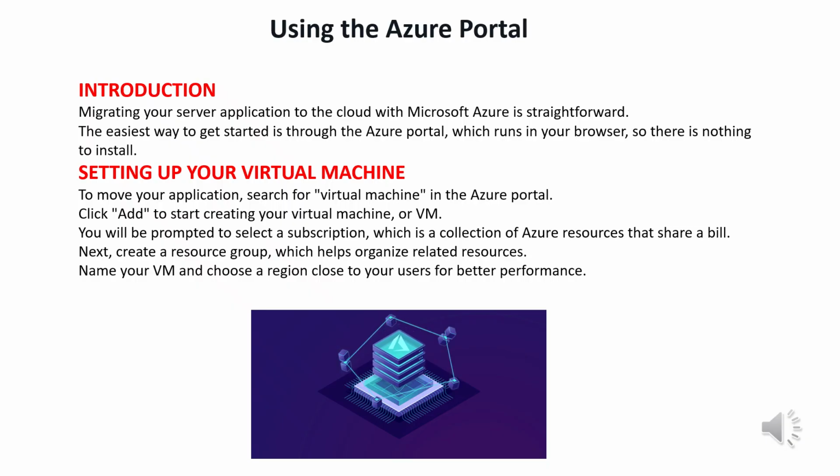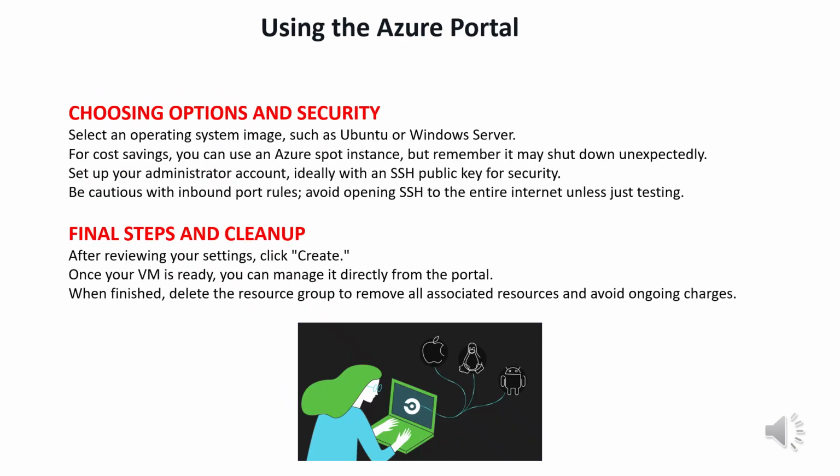You will be prompted to select a subscription, which is a collection of Azure resources that share a bill. Next, create a resource group, which helps organize related resources. Name your VM and choose a region close to your users for better performance. Choosing options and security. Select an operating system image, such as Ubuntu or Windows Server.